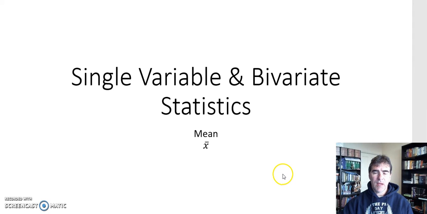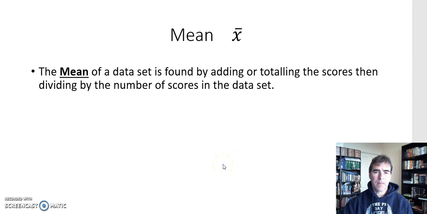So what we're going to have a look at today is how we find the mean of a set of scores. And this is the symbol we use to represent mean. Now sometimes people call it average, but the proper term is mean.